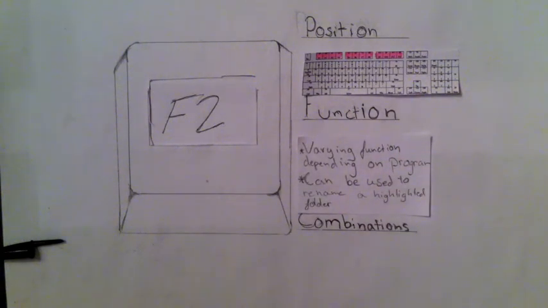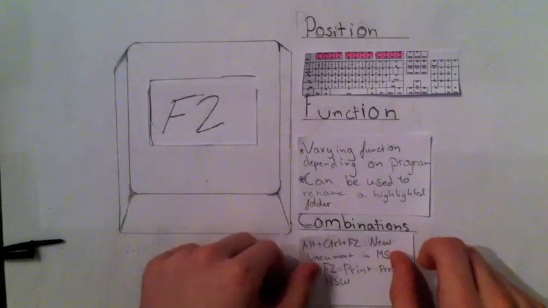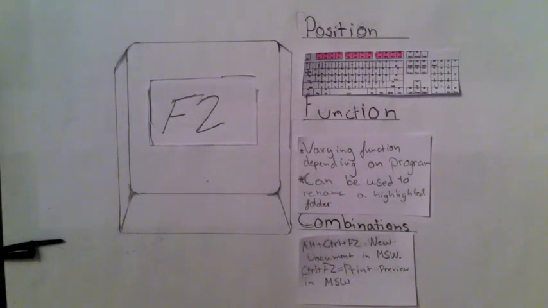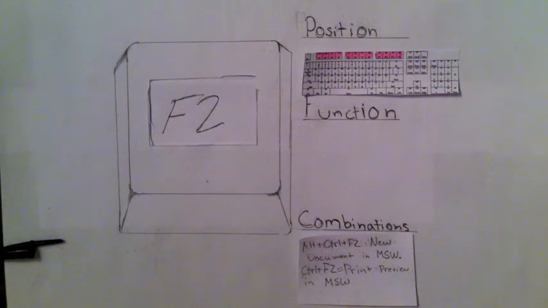Next we have the F2 key, which has a variety of different functions in different programs. However, it can be used to rename highlighted folders. Possible combinations with F2 key include Alt and Control and F2, and in Microsoft Word, this opens a new plain document. Another combination is Control and F2, which displays a print preview in Microsoft Word.